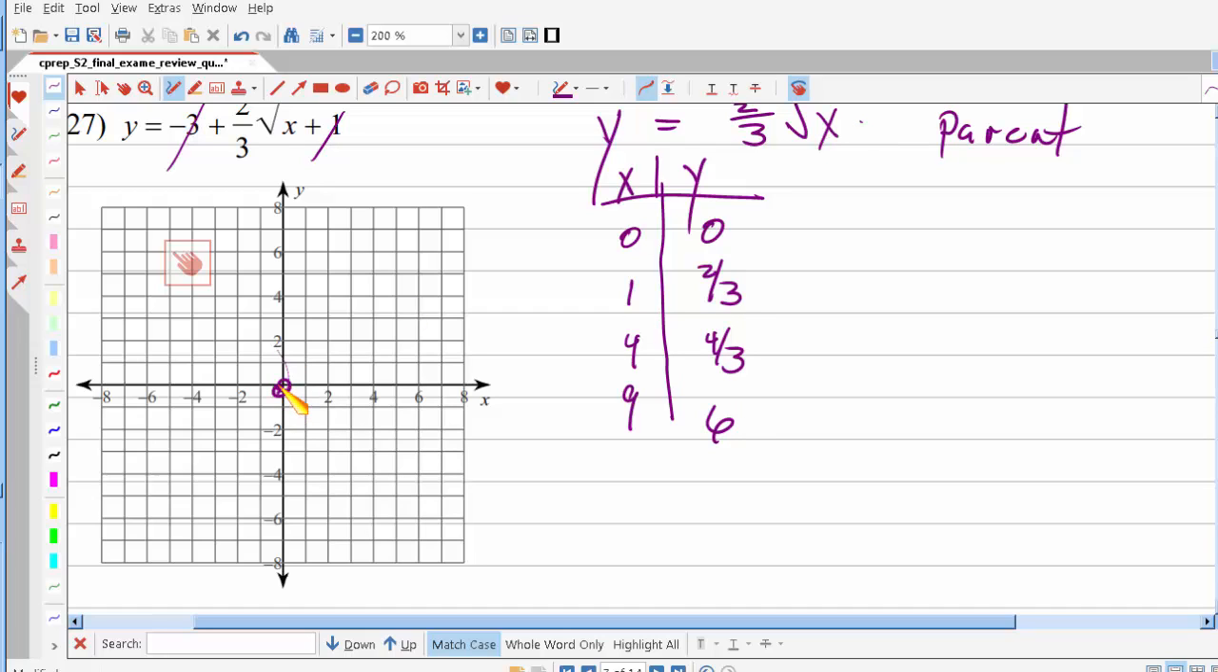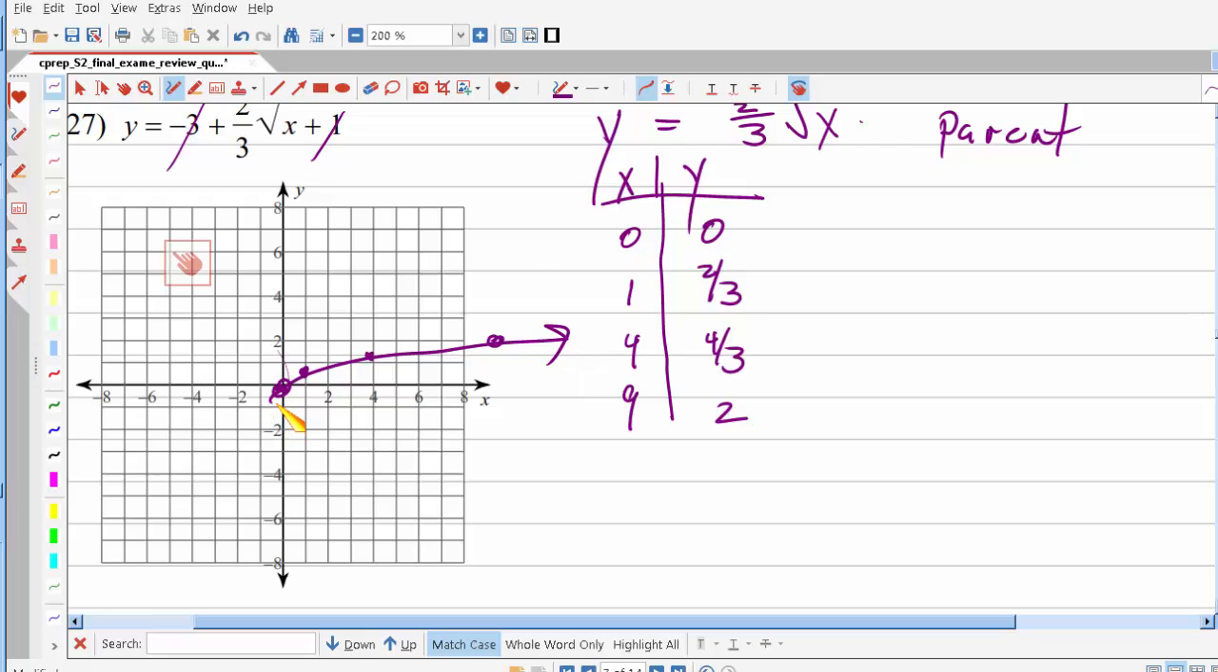So my points are going to be 0, 0, 1, 2/3, 4, 4/3, and 9. Let's see, 3. I'm sorry, it's not 6. 3 times 2/3, it's 2. Okay, so 9, 2 is going to be out here. So there. That's my function.